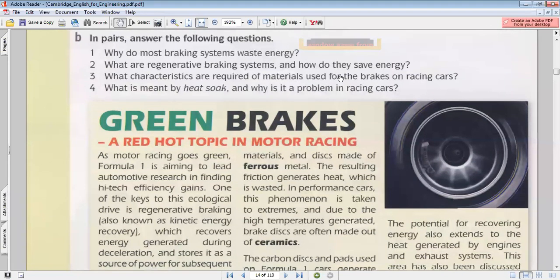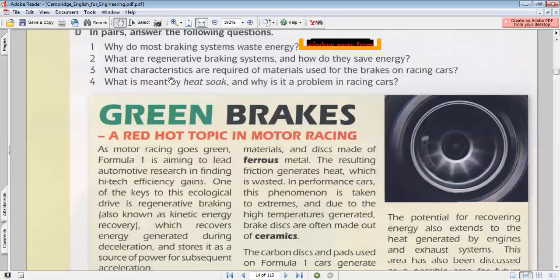Materials used in the new systems for racing cars should endure high temperatures or high levels of friction. So the idea in question number three is that the materials should endure high temperatures resulting from friction, and so resist the effects of friction and consequent heat.